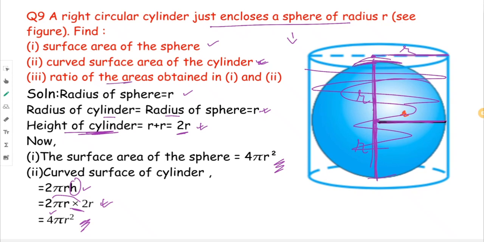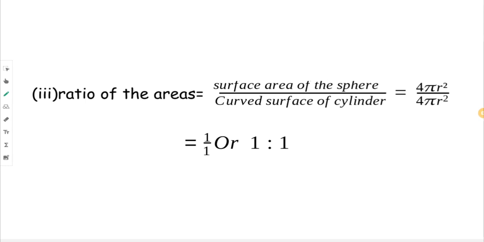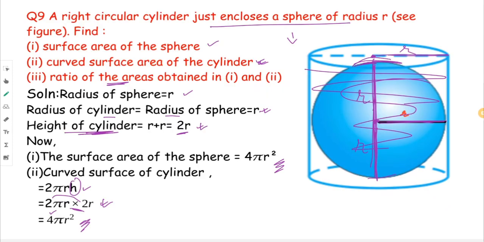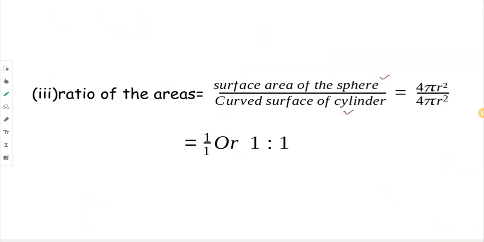Let's find the last part, the ratio of the areas obtained in 1 and 2. Ratio means I have to divide. So surface area of the sphere divided by curved surface area of the cylinder. The surface area of the sphere is 4 pi r square. Also the curved surface area of the cylinder is 4 pi r square. So you can see 4 pi r square over 4 pi r square, which I can divide. I'm going to get 1 by 1, or the ratio is 1:1.